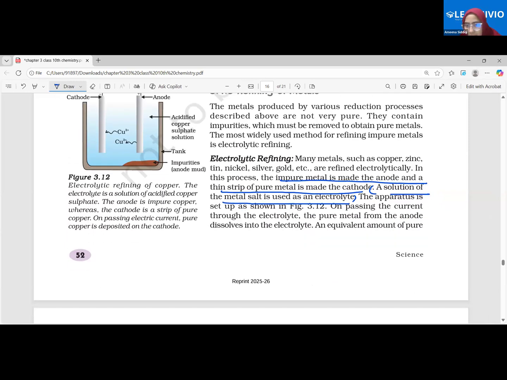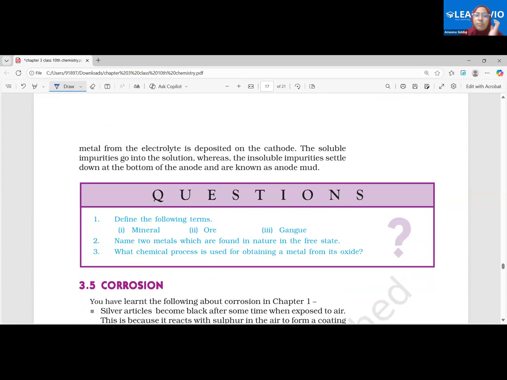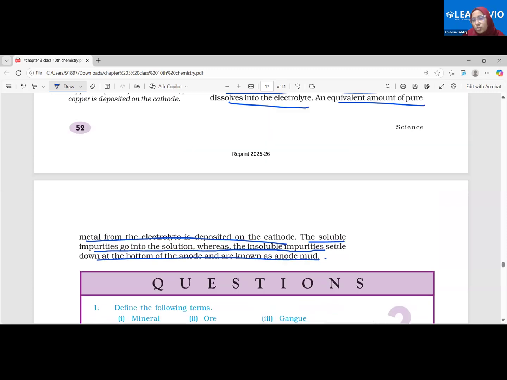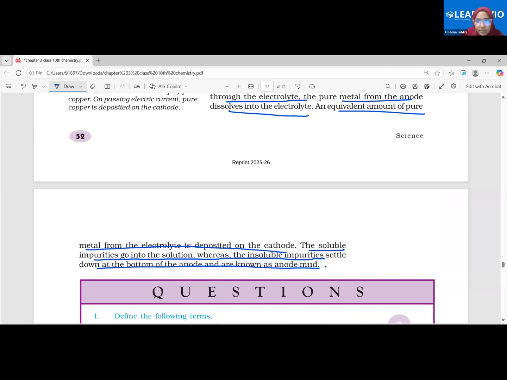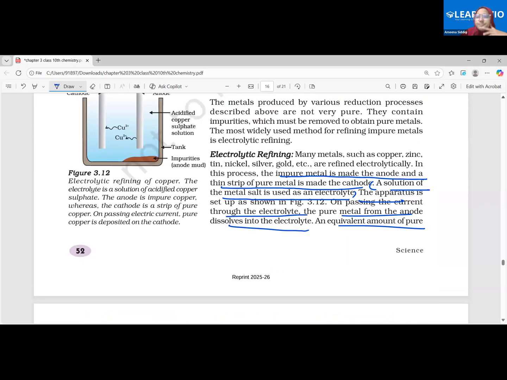On passing the current through the electrolyte, the metal from the anode dissolves into the electrolyte. An equivalent amount of pure metal from the electrolyte is deposited on the cathode. The soluble impurity goes into the solution whereas the insoluble impurities settle down at the bottom of the anode and are known as anode mud. So basically, the soluble impurity will be dissolved in the solution, and the insoluble will be deposited as the anode mud. Clear?